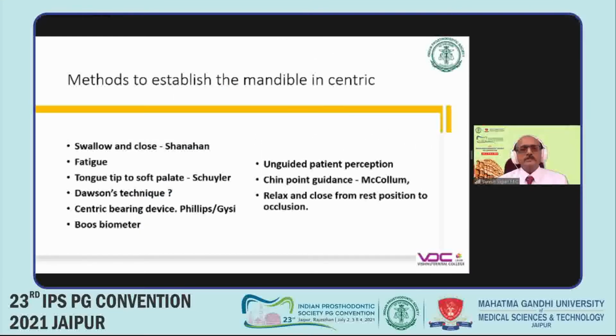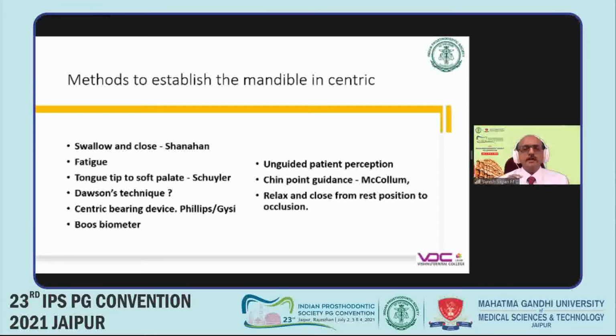Well, so when we are trying to establish the mandible in centric, as I said, there are two parts. Establishing the mandible in centric is one part, and locking them together is the actual recording. There are different methods like swallow and close, as Shannon suggested. At the time of swallowing, the mandible goes to the centric. And then the fatigue technique, where you ask the patient to open and close several times, and then the muscles will fatigue and relax, and then it will be easy for the patient to guide the mandible to a position.